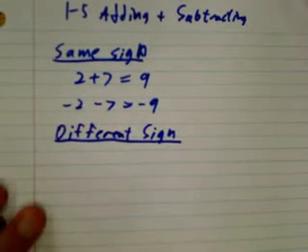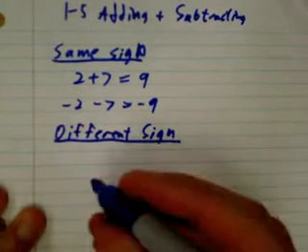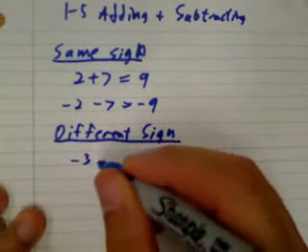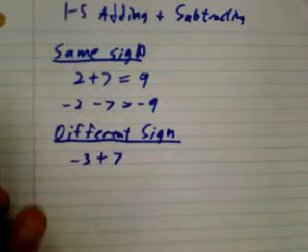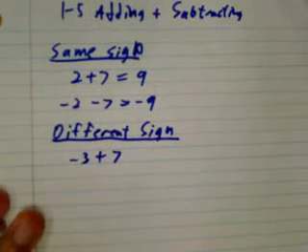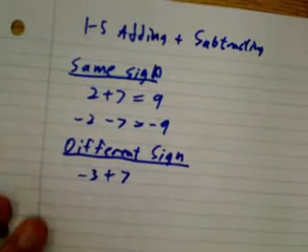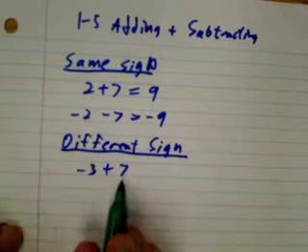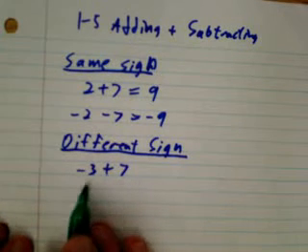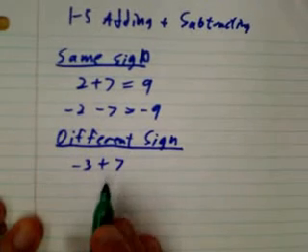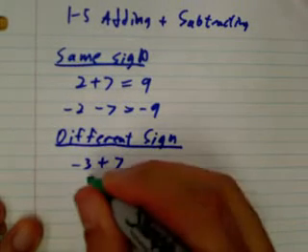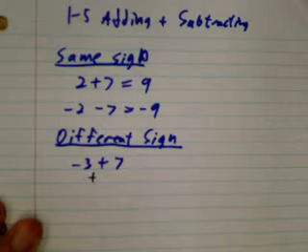Okay, if you have different signs, let's try negative 3 plus 7. The first thing you need to do is look and see which number is further from 0, which number has a bigger absolute value. In this case, the 7 has a bigger absolute value. 7's further from 0 than negative 3. So in this epic number battle, the positive number is going to win. So my answer is going to be positive. I'll just note that right there.